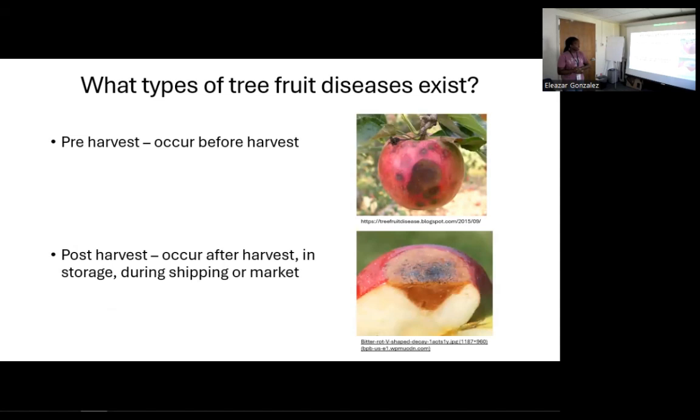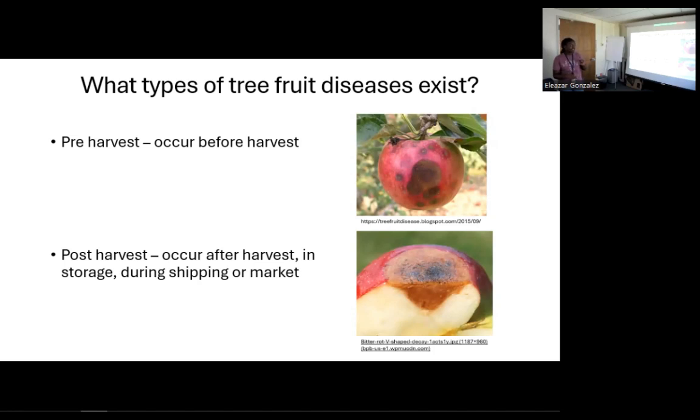Next slide, please. And so we're going to go into tree fruit diseases, and you might wonder what type of tree fruit diseases exist, and this will apply to any other plant, not just tree fruits. So we have two categories of diseases. We classify diseases as either pre-harvest, meaning a disease occurring before harvest in the field during production. And it could start from the nursery, diseases like damping off, seedling diseases, or diseases affecting your plant, and even the fruit prior to harvest.